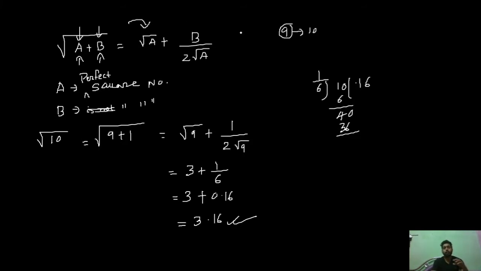The origin of this formula is calculus. Those who have dealt with calculus can relate this formula to the application of derivative. This is the formula of application of derivative. So this is the way to find the square root of any number which is not a perfect square. Again, suppose we need to find the square root of, for example, 11.